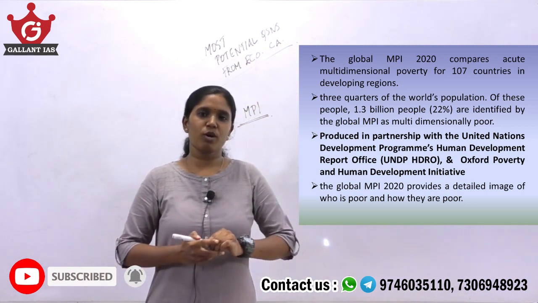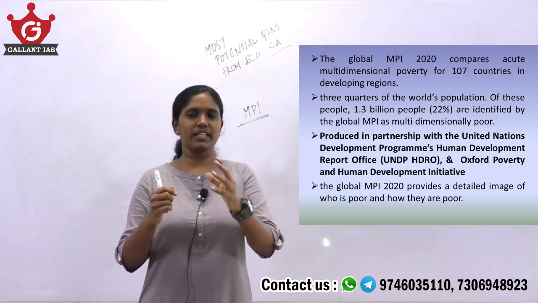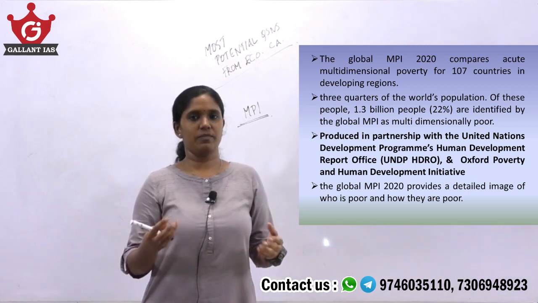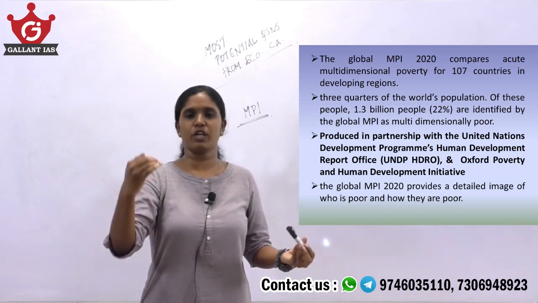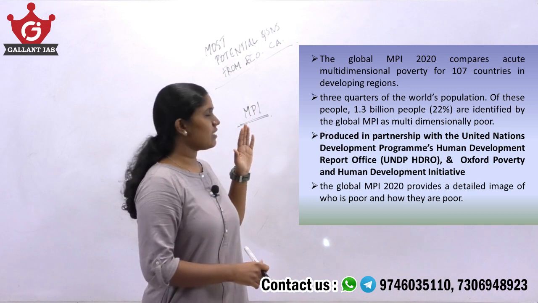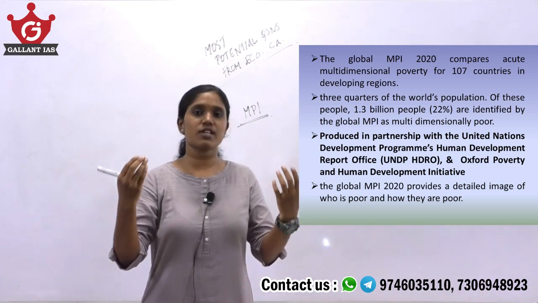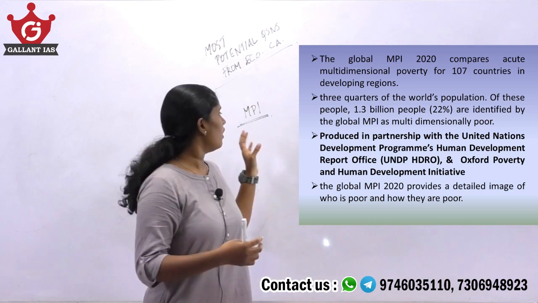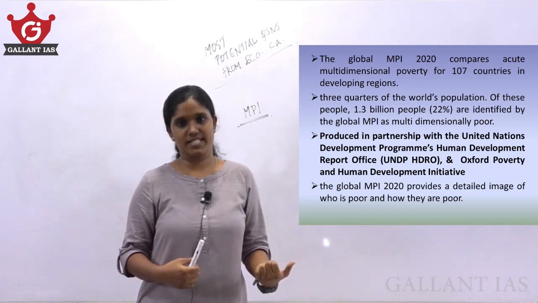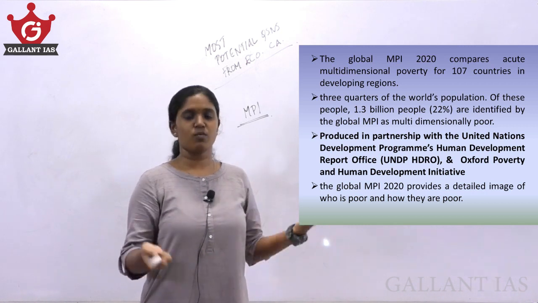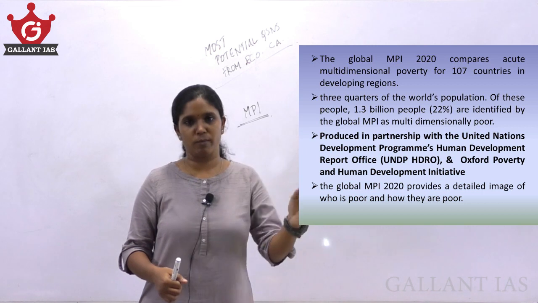Usually we talk about poverty in a unidimensional manner. That is, we consider only the income. What is the income of an individual? If an individual is below such level of income, we call them poor. On the other hand, multidimensional poverty takes into consideration a lot of dimensions of poverty. That is, whether they have access to basic facilities like health, education, what is their standard of living. So that is what multidimensional poverty is all about.